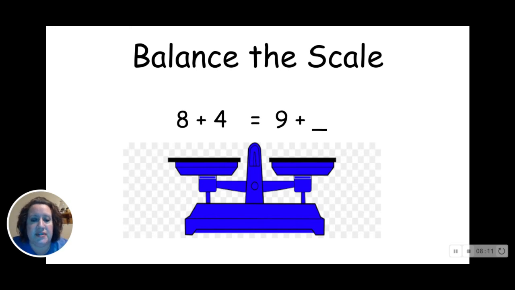Last one we're doing together. 8 plus 4 equals 9 plus blank. Pause me while you're figuring out 8 plus 4. Pause me now. 8 plus 4 equals 12. Good. So if 8 plus 4 equals 12, 9 plus what will also equal 12? 3. 9 plus 3 equals 12. So 8 plus 4 equals the same thing as 9 plus 3.